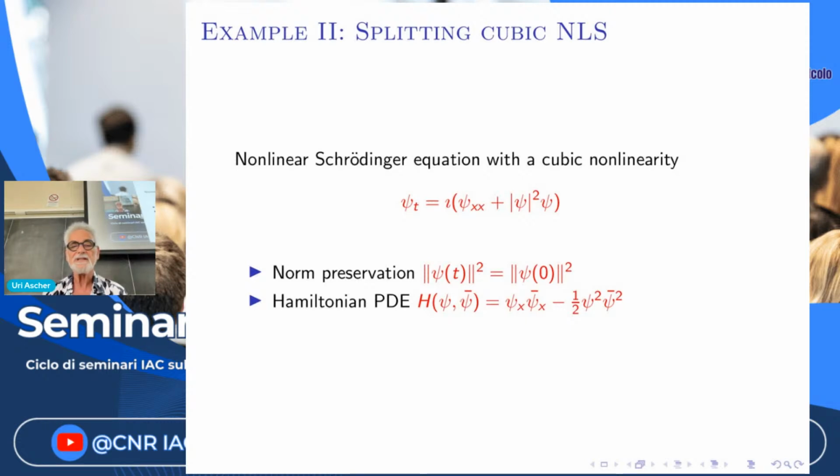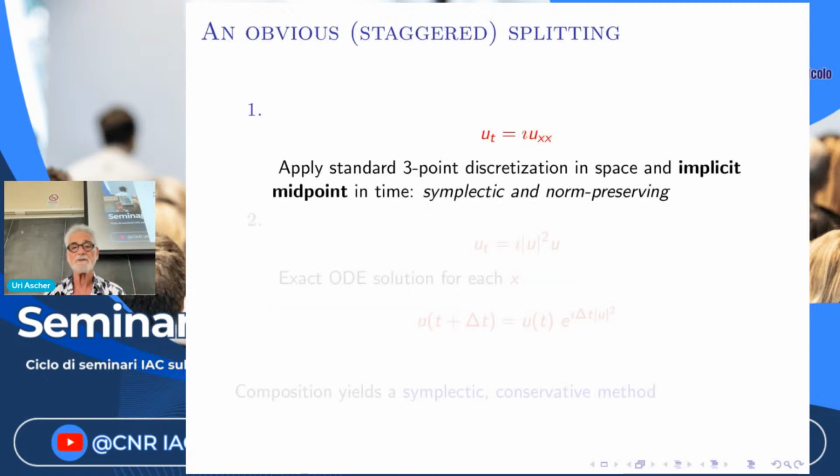Here you can see that if one of these terms was not there, it would be easy to solve. Right? If the nonlinear term is not there, then I have a linear constant coefficient problem, no problem. And if this term is not there, then it is an ODE for each x. So it is natural to do a splitting method. You solve with one, and then the other, and one, and then the other. And for u_t equal i u_xx, just the 3-point formula and midpoint, it is symplectic, for those who know what it means, norm preserving.